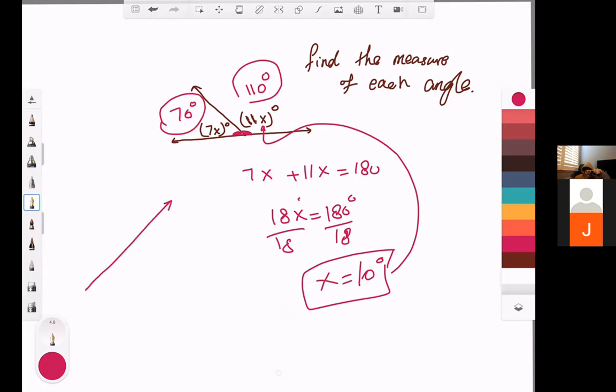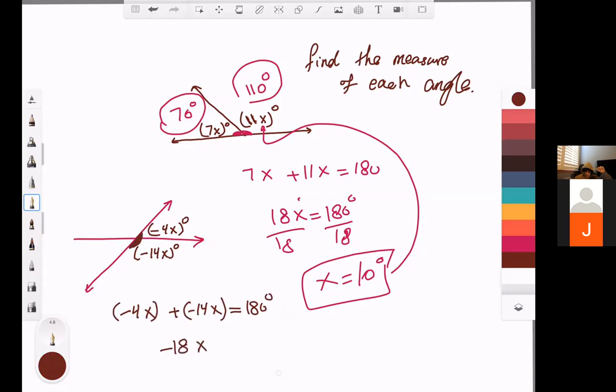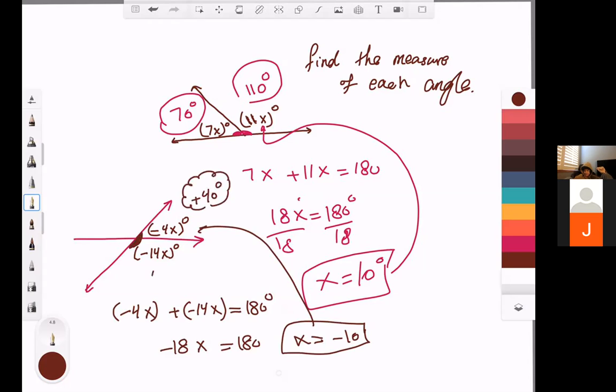Another question is like this. This is negative 4x degrees. This is negative 14x degrees. So again, these two create a straight line, so when you add them, we should get 180. X will be negative 10. Negative 10 goes here, and will be positive 40 degrees. This is going to be 140 degrees.